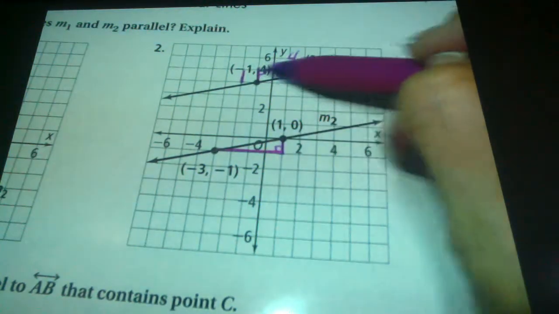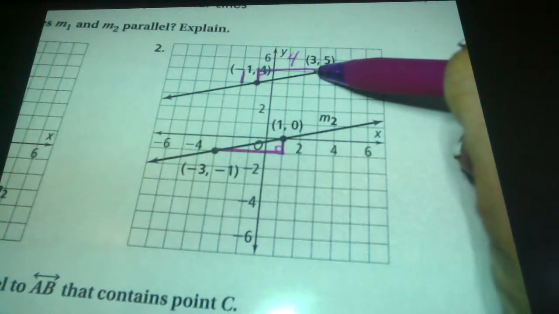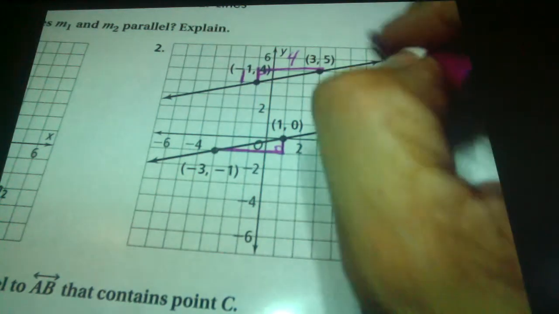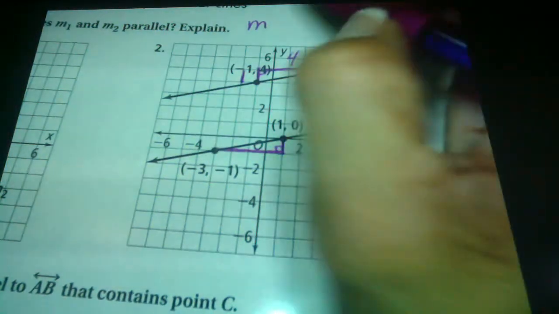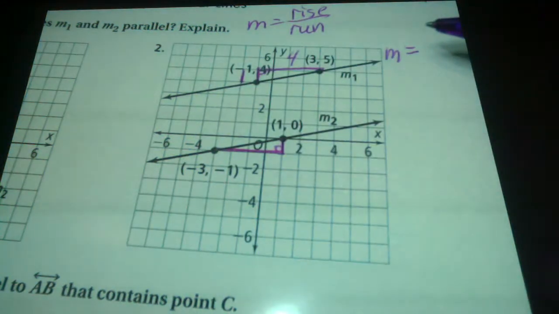And my run from here to here is how far? 4. When I'm going to the right, is that a positive direction or a negative direction? Positive. So my slope for this line is rise over run. Slope is equal to rise over run.